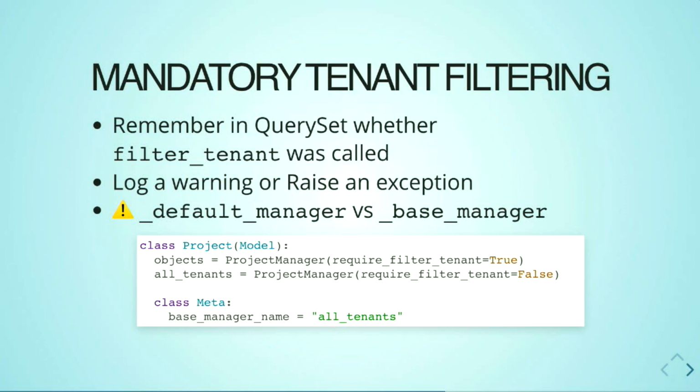Django uses this for things like refresh from DB, if you want to get the data back from a record. It uses it for migrations, it uses it for fetching foreign key relationships, and you need to provide a way for Django to fetch data from the database without having called this, because Django's not going to call this. Call filter tenant, I mean.